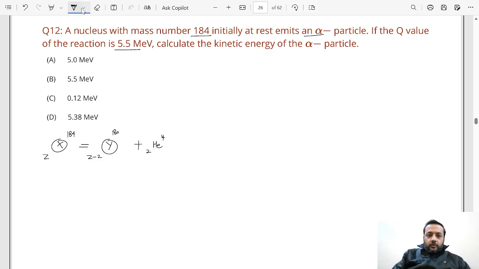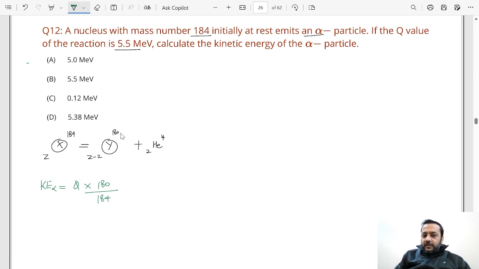Now look, in this reaction we assume that X was at rest. So the Q value of this reaction, which is given as 5.5 MeV, will be distributed amongst the kinetic energy of Y and helium. The Q value means the energy released in this reaction, and that will appear as the kinetic energy of helium, that means the alpha particle, and Y. Now if you have to find the kinetic energy of the alpha particle, the direct formula is the Q value multiplied by the mass of the other nucleus, which is 180, divided by the total mass, which is 184. This is the direct formula.